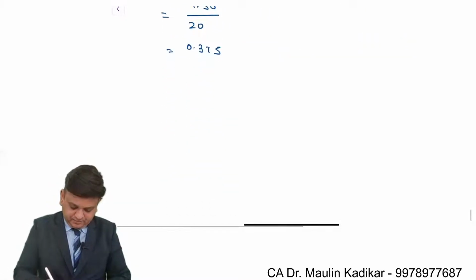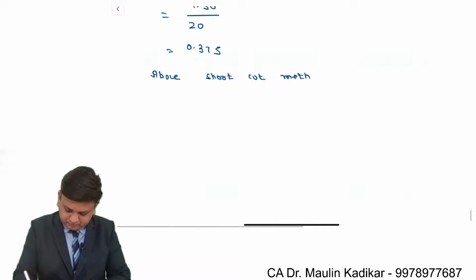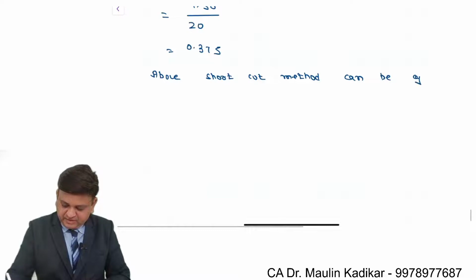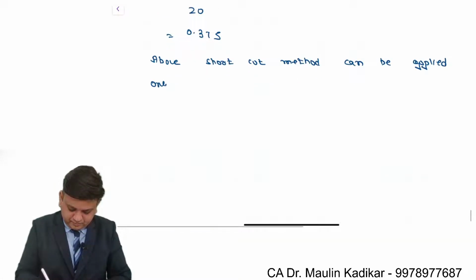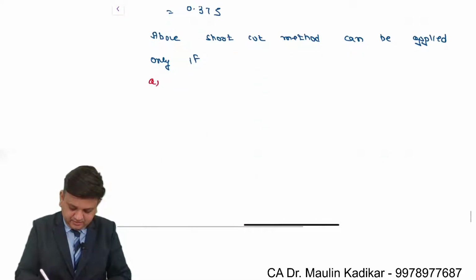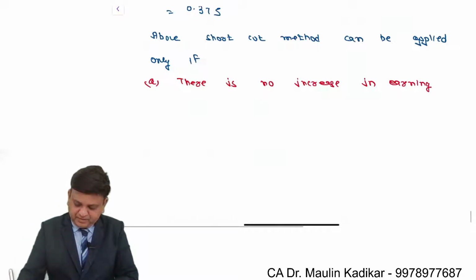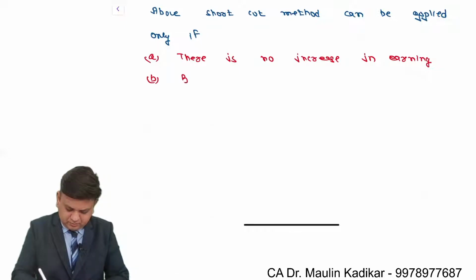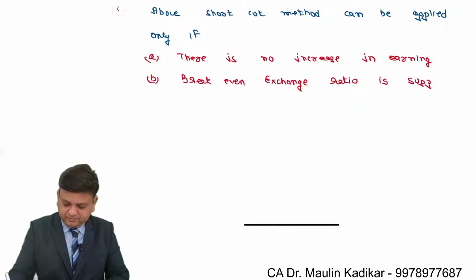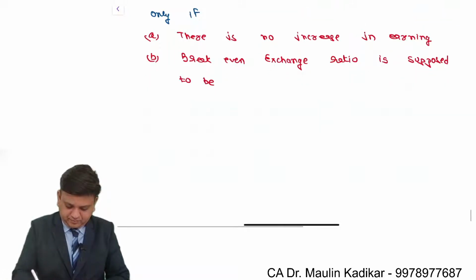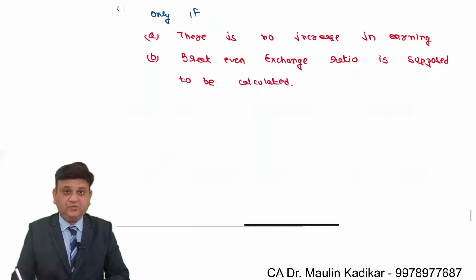With paragraph write down: above shortcut method can be applied only if A, there is no increase in earning, B, break-even exchange ratio is supposed to be calculated. Full stop.